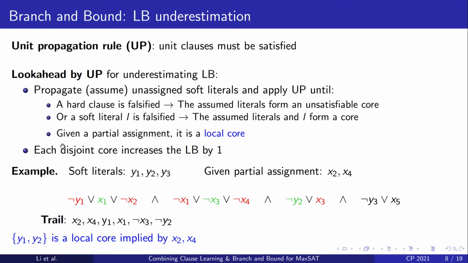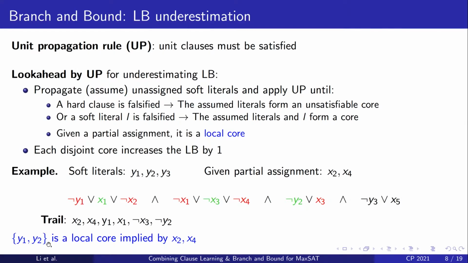So in this case, and in any of these two cases, what we detect is a set of soft literals that cannot be true at the same time. In this case, we have detected that y1 and y2 cannot be true at the same time. And this is what we call an unsatisfiability core. This means that at least one of these two literals must be false. Therefore, we can increase the lower bound by 1, because at least one of them will be false. So what we will do in this process to underestimate the lower bound is compute disjoint cores, and for every core that we find, we will increase the lower bound by 1.